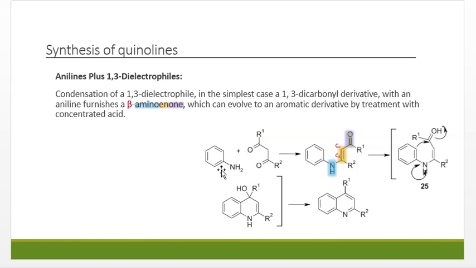Anilines, the structure of aniline, I think you remember, an aromatic amine. Condensation of 1,3-dielectrophiles: in the simplest case, a 1,3-dicarbonyl derivative with an aniline forms a beta-amino enone, which can evolve to an aromatic derivative by treatment with concentrated acids.